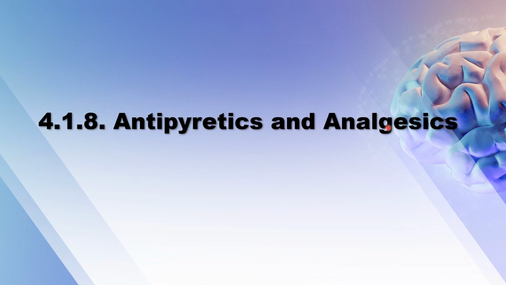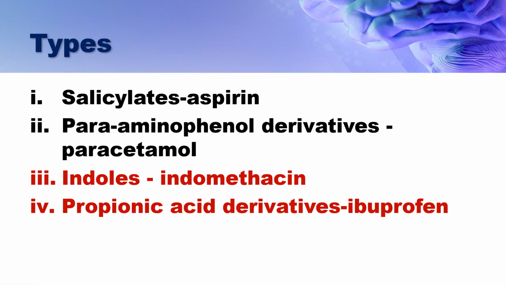Antipyretics and analgesics. Antipyretics are the drugs which are going to restore the normal body temperature at the time of fever. Analgesics are the drugs which are going to give relief from pain. There are four types. Salicylates, aspirin is the example. Para-aminophenol derivatives, paracetamol. Indoles, indomethacin. Propanoic acid derivatives, ibuprofen.